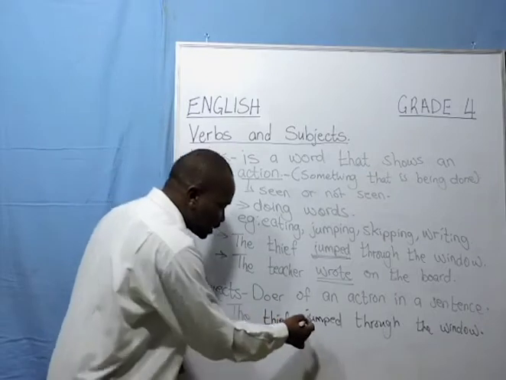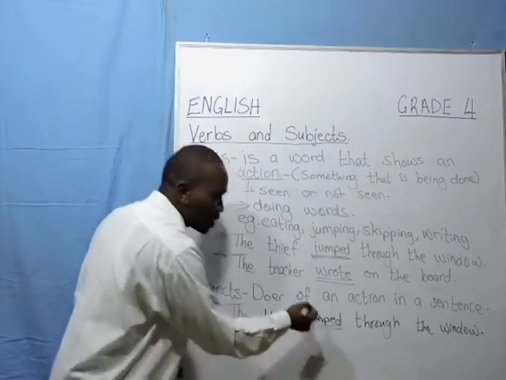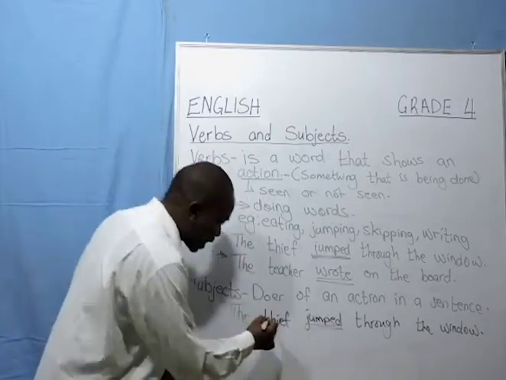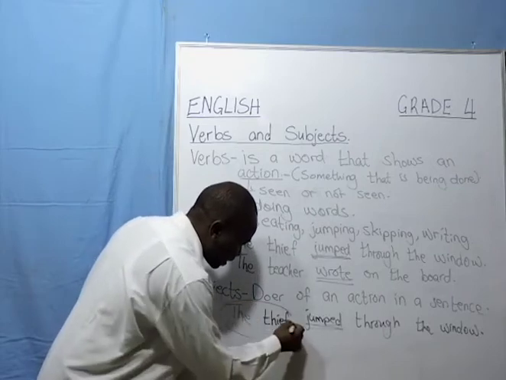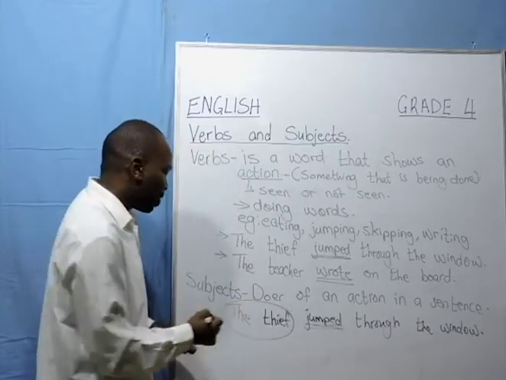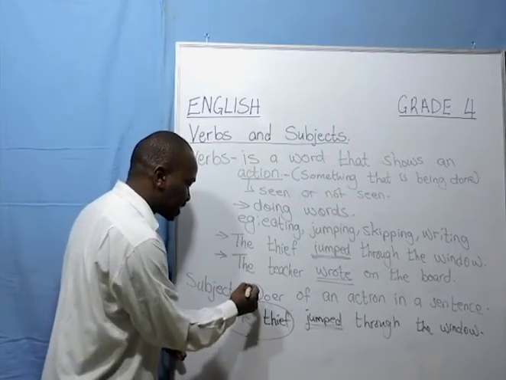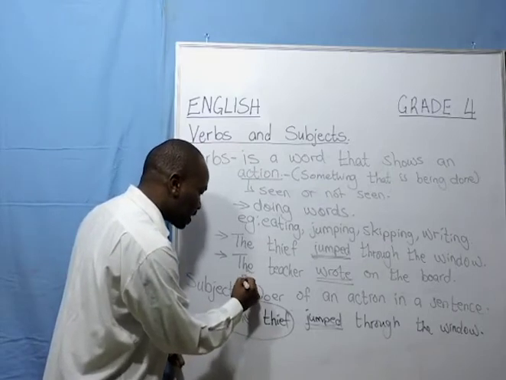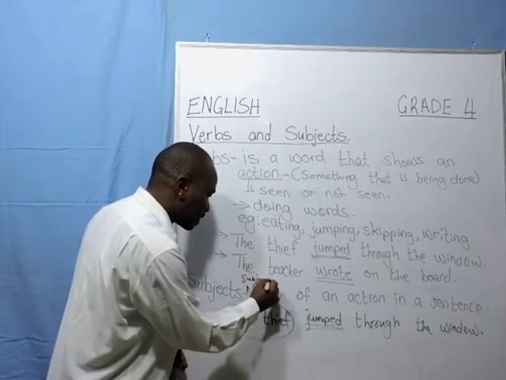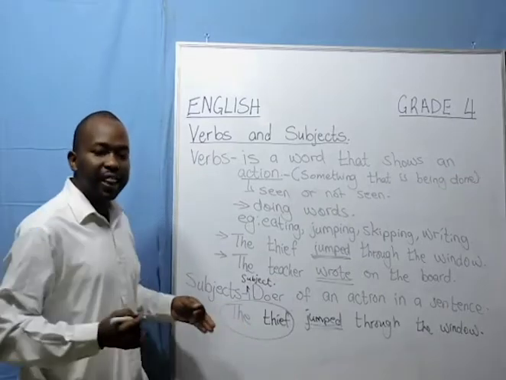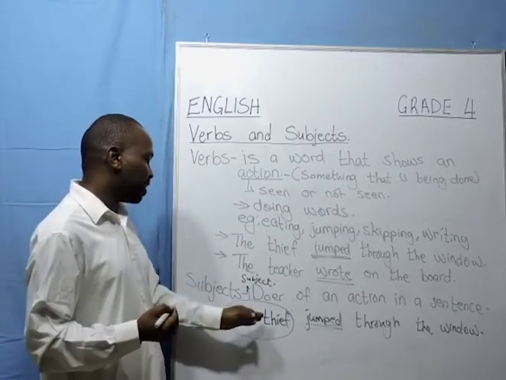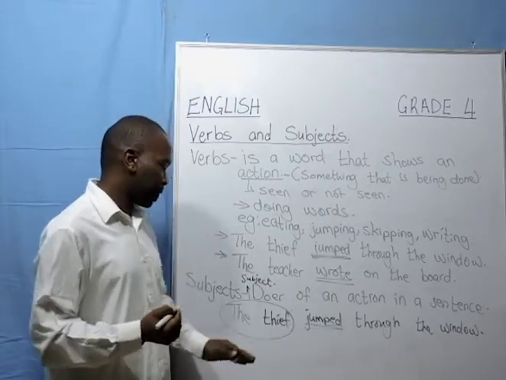Now, who did the jumping? Or who jumped? It is the thief. So, the thief in this sentence becomes the subject. That is the doer of this action of jumping.